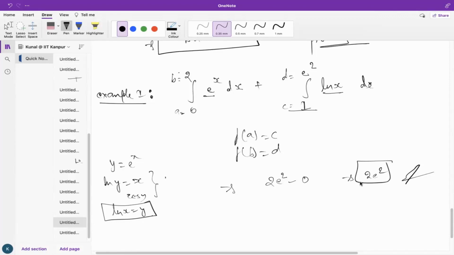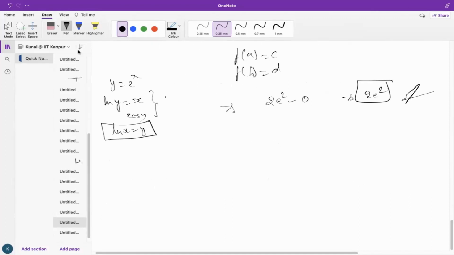Okay, let me write here. This is our question number 2. We are actually integrating tan inverse of x from 1 to 3. So how to integrate this function? We know we are doing this by parts. So let's do it by parts.